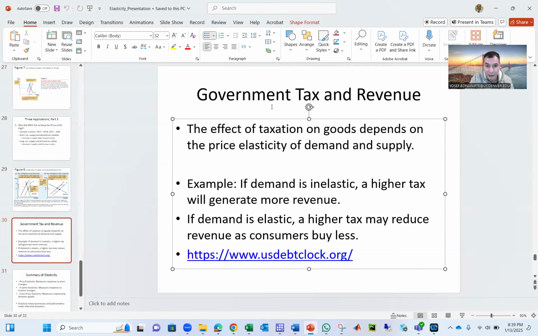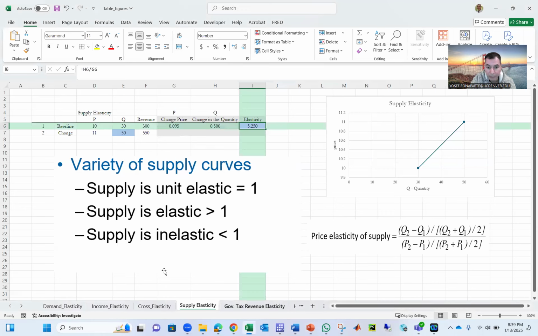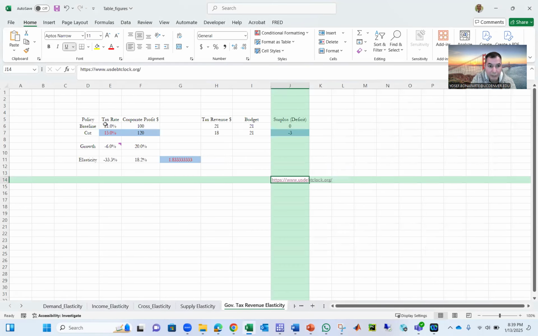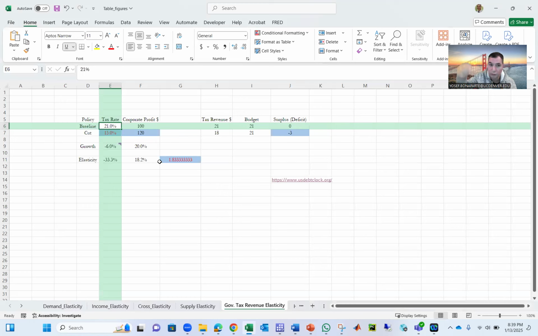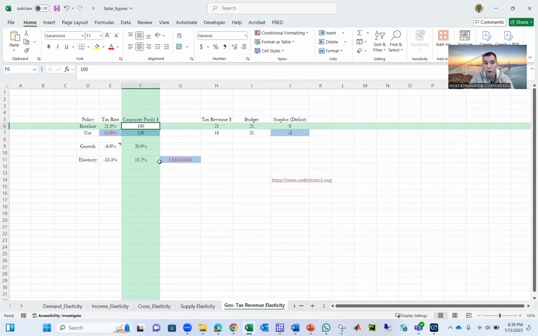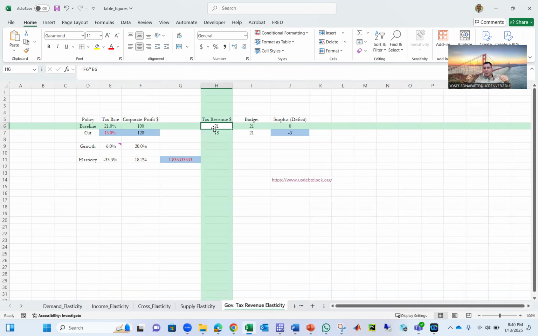So government tax and revenue, the effect of taxation in good depends on the price elasticity. Example, if the demand inelastic, a higher tax will generate more revenue. If the demand is elastic, higher tax may reduce revenue. So what does that mean? Let's go to the Excel. So suppose government tax. Suppose the corporate tax is 20% as of now, corporate tax is 21%. Corporate profit is $100, so you tax them at 21, that will give you a revenue $21 or 21 trillion or 21 billion.